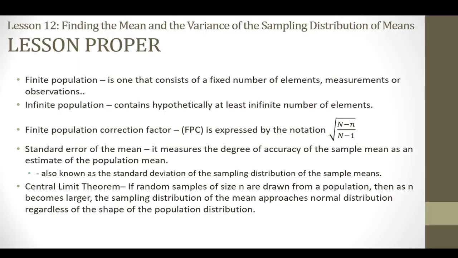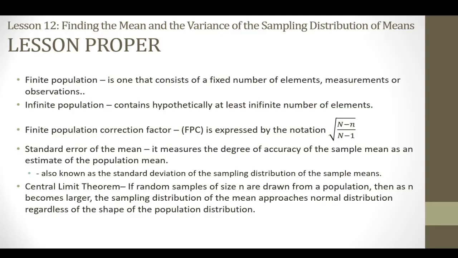Finite population is one that consists of a fixed number of elements, measurements, or observations. So, ito may definite na bilang. Infinite population contains hypothetically at least infinite number of elements. So, ito, hindi alam kung yung number of populations, pero mas marami. Hindi natin alam. Okay? Pero alam natin, napakarami na hindi mabilang.